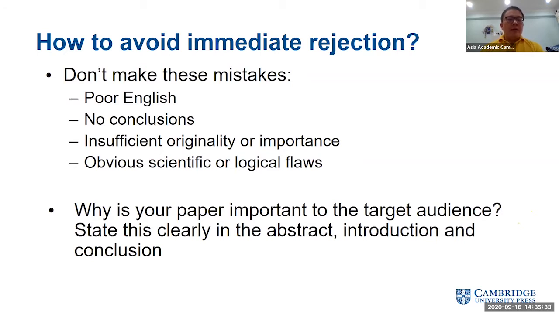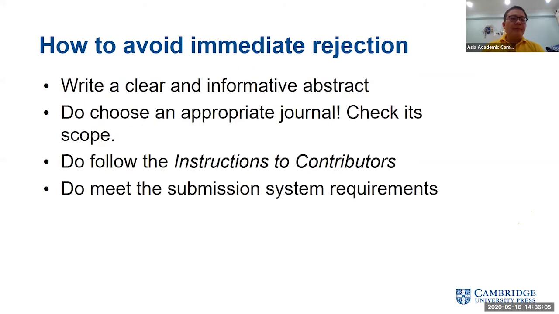So, as I mentioned, it is important to tell the researchers who will read the journal why your paper is important to them. Why is it important to the field? What is the contribution of the paper? State this very clearly in the abstract, the introduction, and the conclusion. If you can do that, it will be much easier for them to tell at a glance whether there's something they could send out for review or not.